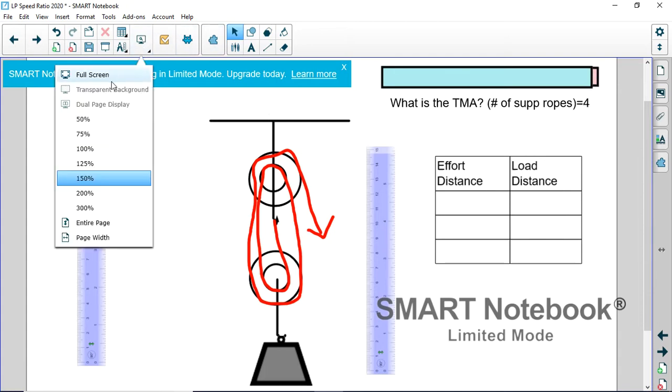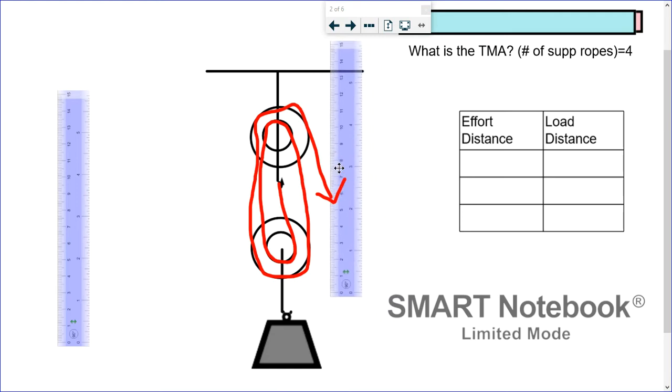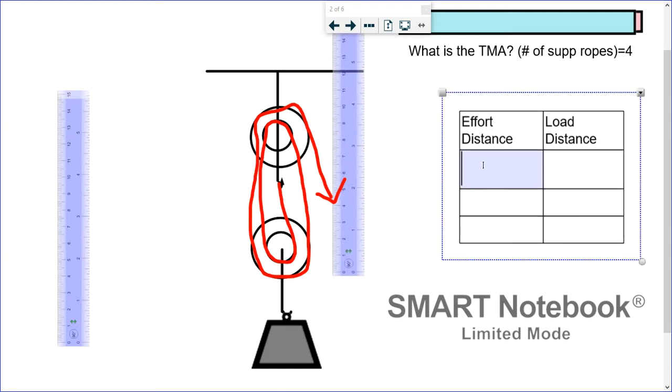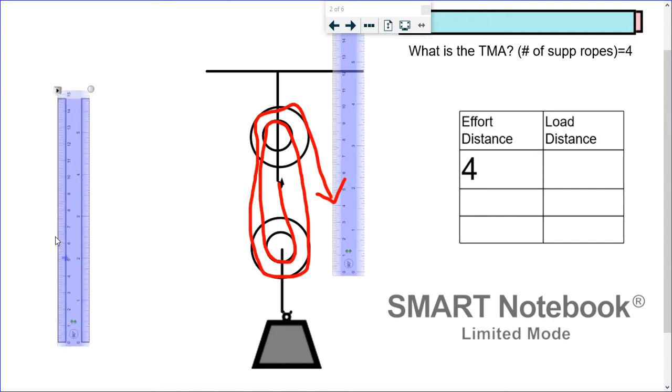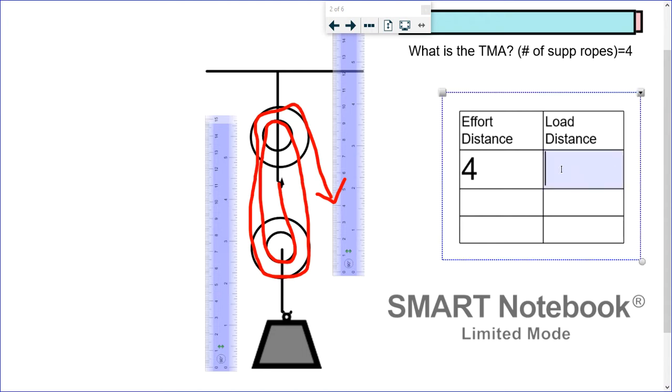Okay, so we'll do a little experiment here. So what we would do is pull down on this rope a certain distance. So let's say we pull down on it 4 centimeters. Then we would measure how far this load moves, and what we would find is it would move 1 centimeter.